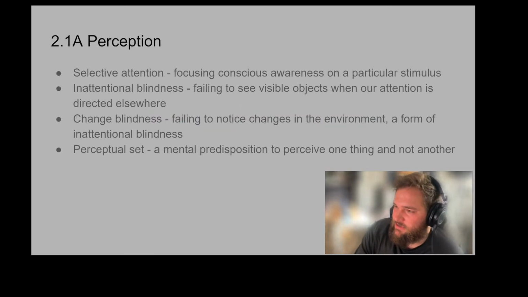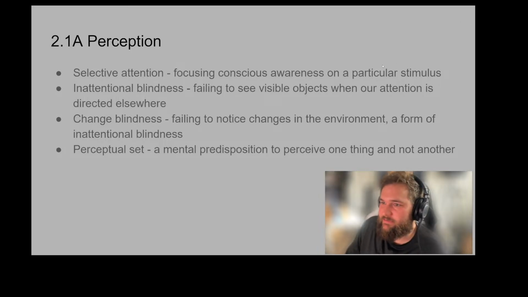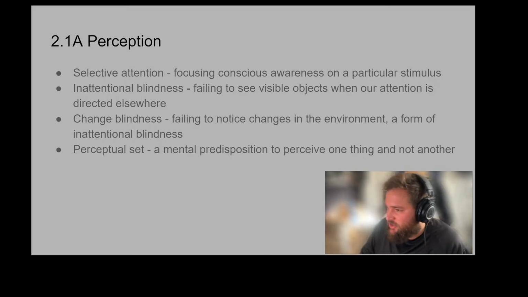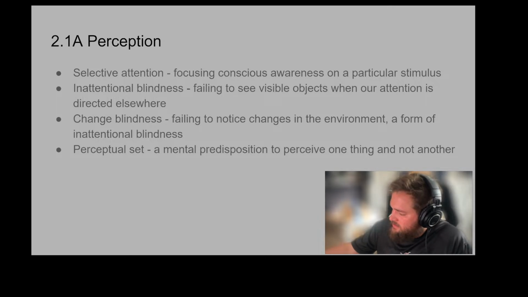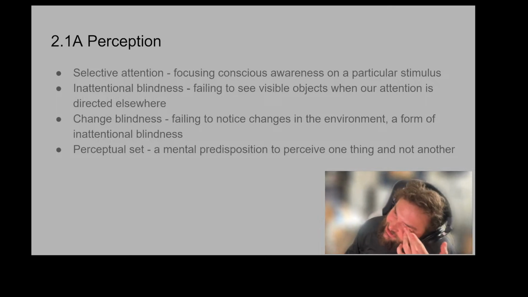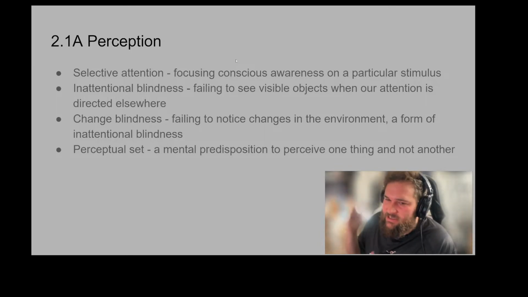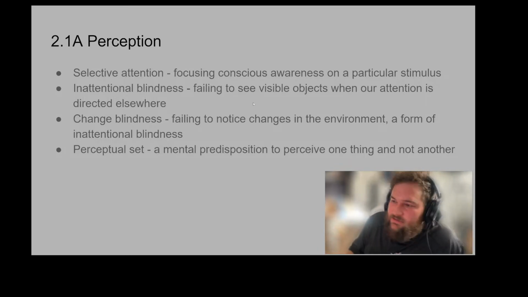So, Unit 2, cognition. 2.1a, perception. We perceive after we sense. So we've got to interpret the sensation that we have going on. Selective attention, inattentional blindness, change blindness, perceptual set. Perceptual set and selective attention are the most important things from this slide. Selective attention is focusing.